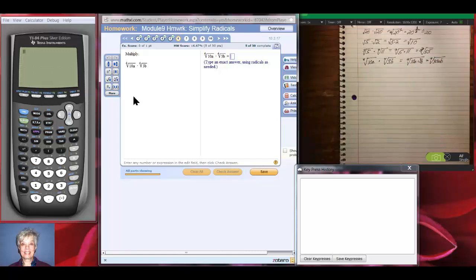Let's put that answer in here. Now notice it's a fourth root, it's not a square root, so we're not going to use that. We are going to use the nth root tool. It's a fourth root, so I'm going to type 4 up there. Then I'm going to click underneath and write my answer, which is 30ab.